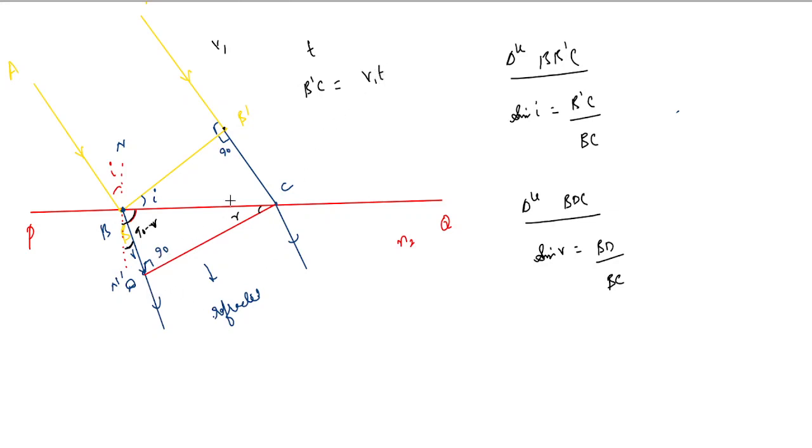B dash C and BD are not the same, because they travel in different mediums, but the time taken is the same. By the time the point B dash comes to point C, the point B has come to point D. So BD is equal to speed into time, which is v2 into t, because we want the same time taken. Putting it back here, sine I is v1 into t by BC, and sine r is v2 into t by BC.